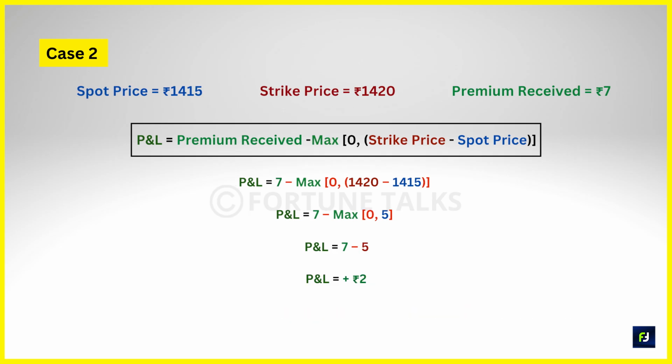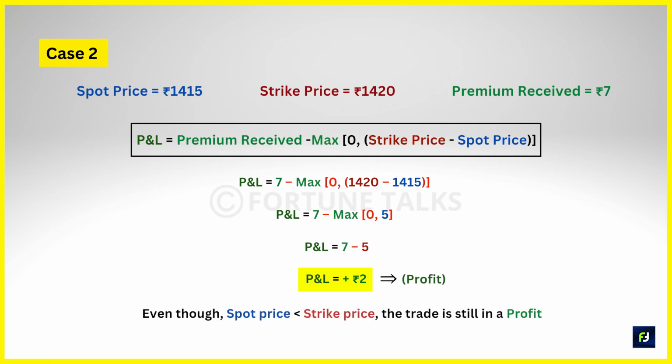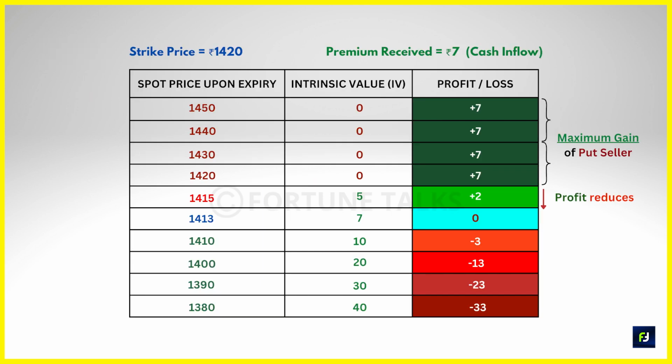Now putting the spot price of 1415 into the equation, the final result comes out to be 2 rupees. This means the put seller is still in a profit even though the spot price is trading below the strike value. If it were the case of a put buyer, he would have been in a loss of 5 rupees in this scenario. This is clearly because of the break-even point or breakdown point concept, which we have already discussed earlier.